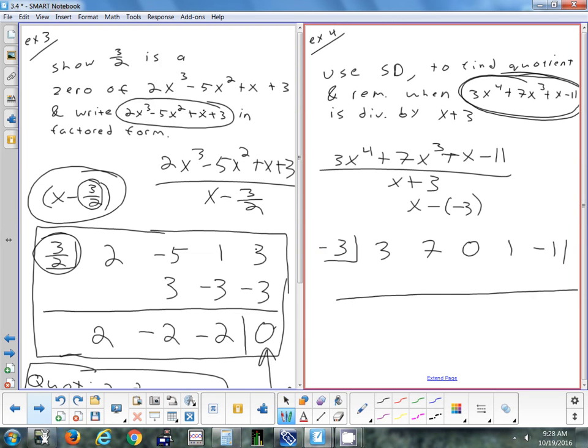Yep. How come you made that -3? So when you do synthetic division, you always have to put in the number after the minus sign in the denominator. This time the denominator had a plus sign. So instead of thinking of it as x plus 3, I'm going to write it as x minus -3. That's the number after the minus sign.